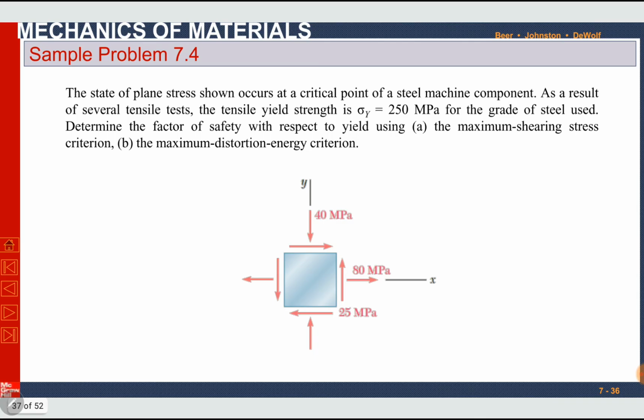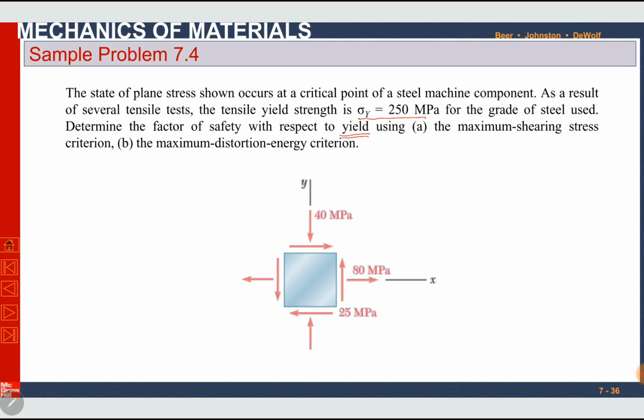Here is sample problem number 7.4. The state of plane stress shown occurs at a critical point of a steel machine component as a result of several tensile tests. Tensile yield strength sigma Y, so it means it is a ductile material. Sigma Y, yield strength, is for ductile material. For the grade of steel used, determine the factor of safety with respect to yielding.